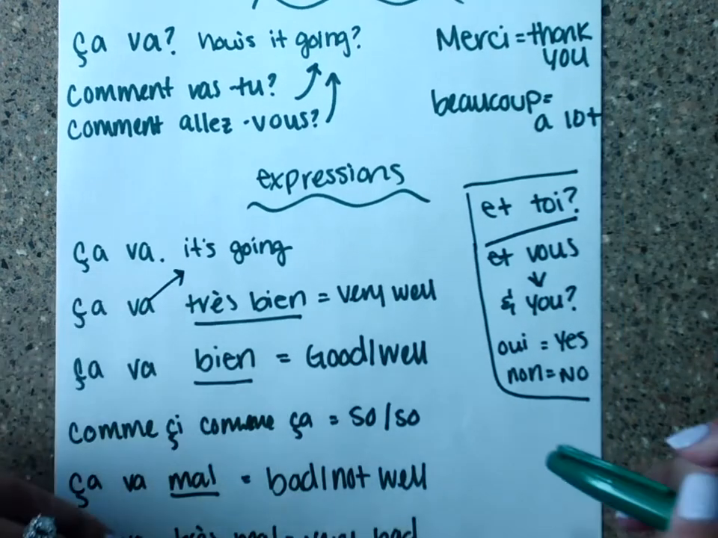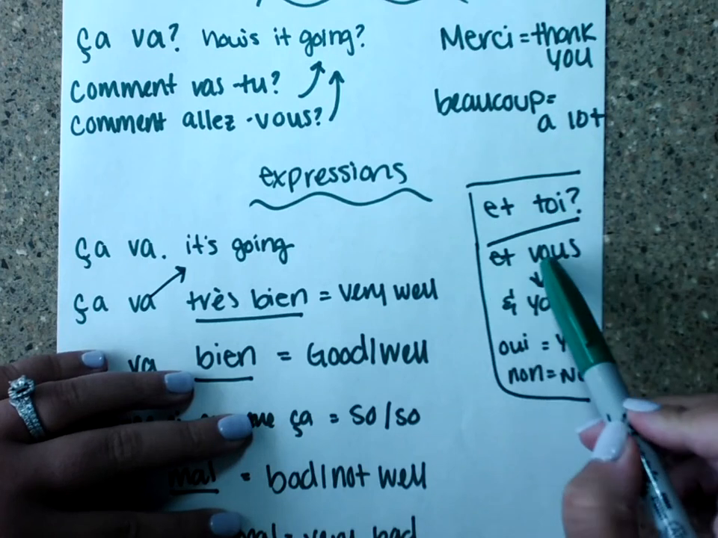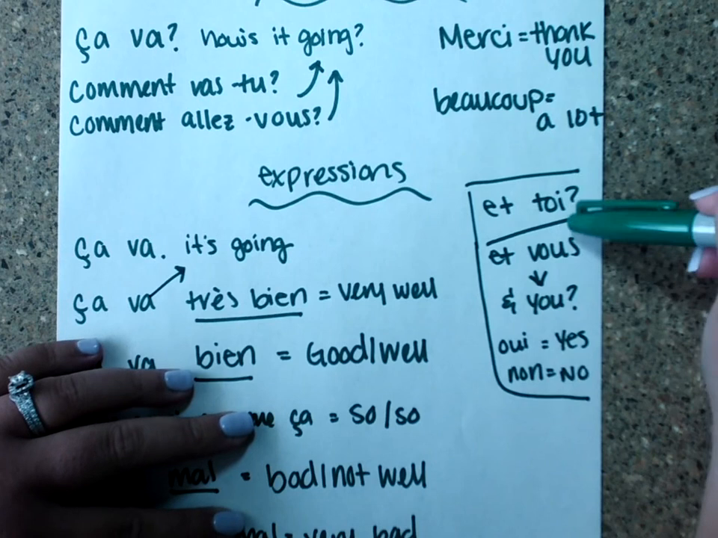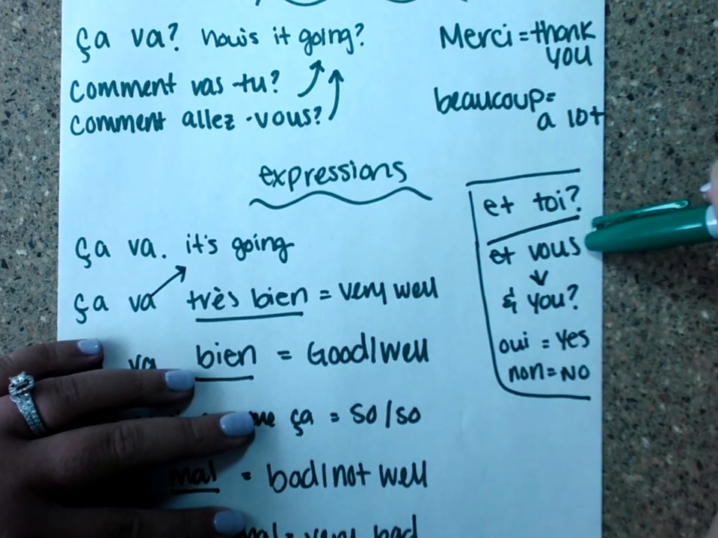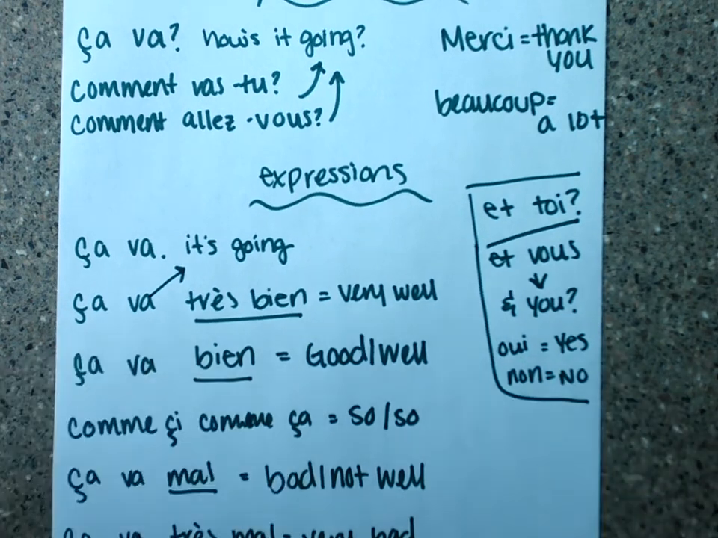To ask them how they're doing, we can just turn it around and say et toi or et vous, and that means and you. And remember, one of these is formal and one of them is informal. So this one is the informal and this one is the formal. Oui means yes and non means no. So that's it for the vocab today.